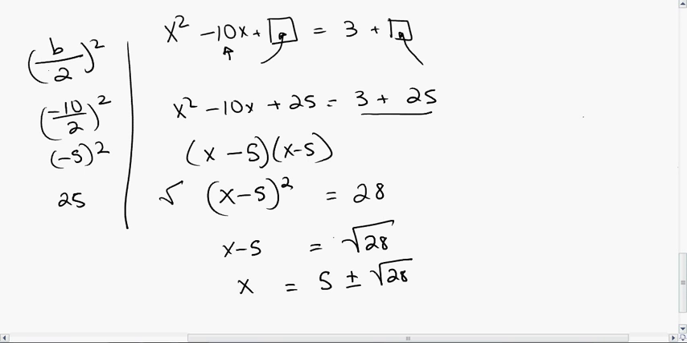Why, you ask? Because when you take the square root of a number in an equation, you actually are taking both the positive and the negative square roots.